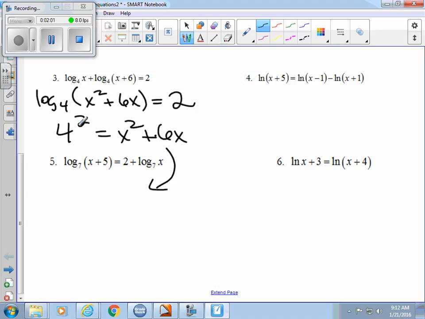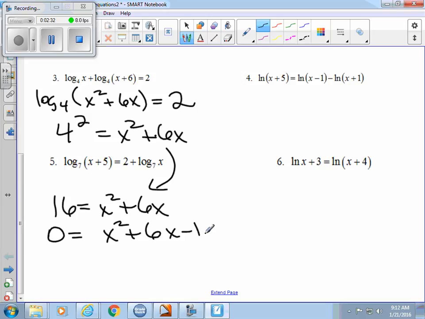Rewrite. So remember, to undo a logarithm, you have to use an exponential of some sort. So that's 16 equals x squared plus 6x. Get 0 on one side. Does everyone know where the 16 came from? Okay, just making sure I didn't lose anybody. X squared plus 6x minus 16.